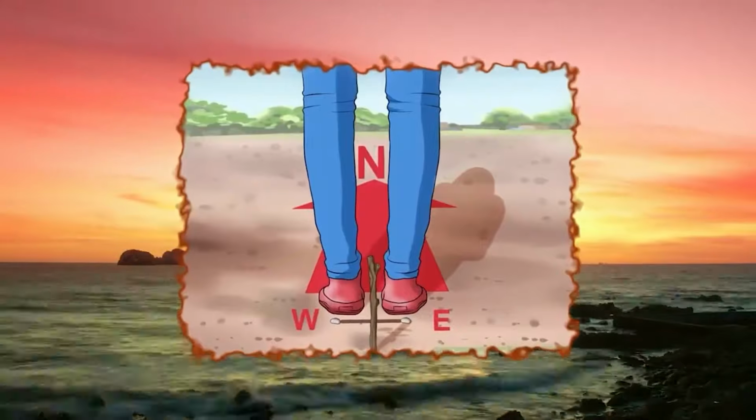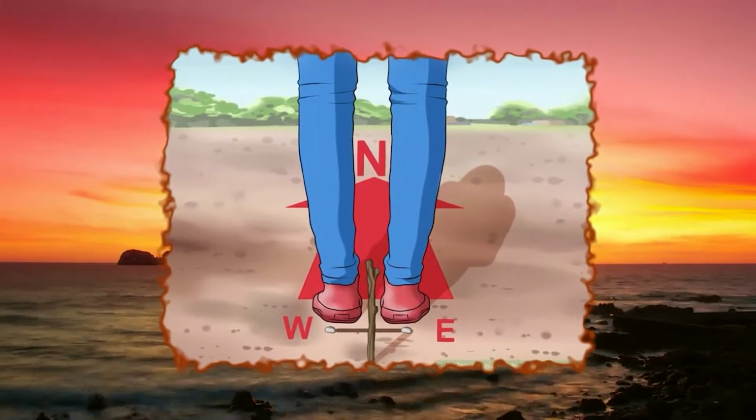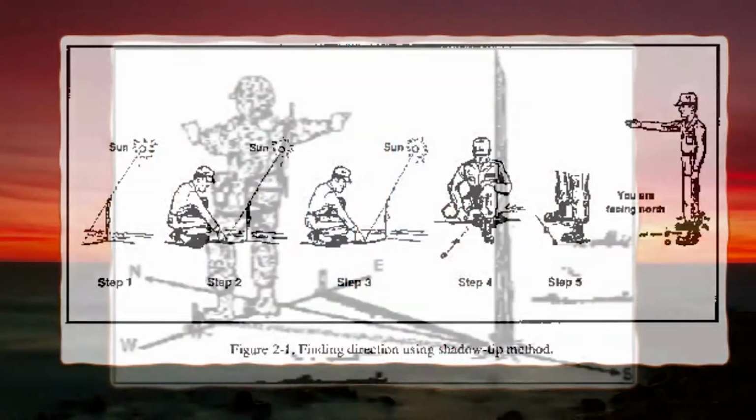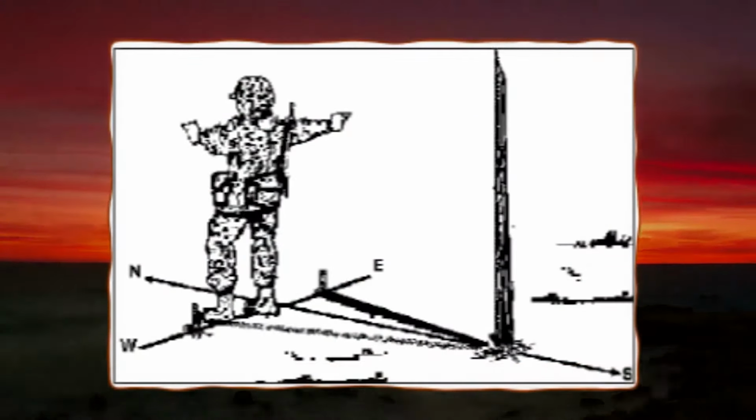Placing your left foot on the first mark and your right foot on the second mark, this will once again put north at our front, south to our rear, east to our right, and west to our left.